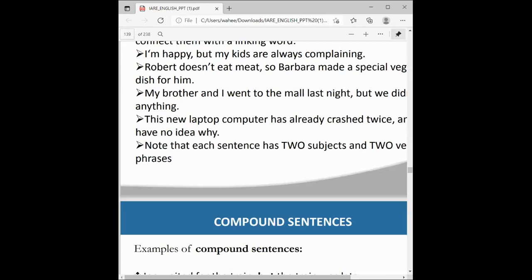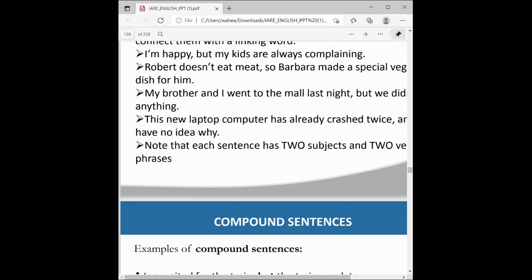Then we'll go to the compound complex sentence and see the difference over there. A compound complex sentence contains three or more clauses: two independent clauses and at least one dependent clause. I am happy even though I do not make much money, but my kids are always complaining since we can't afford to buy the newest toys. This is a compound complex sentence.